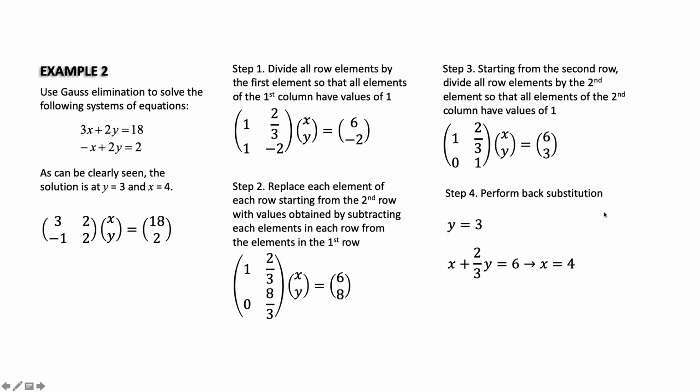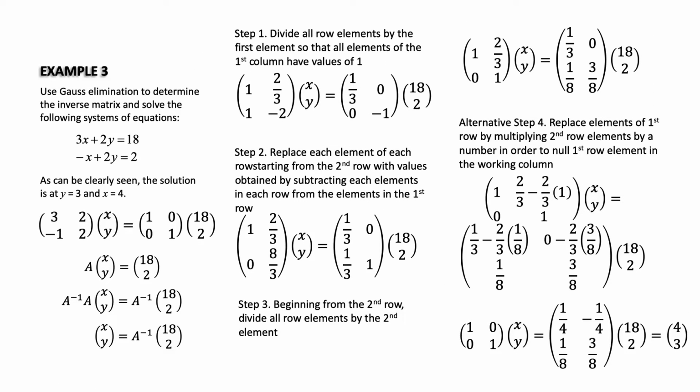And the last step is to perform back substitution. So now we have 0 times x plus 1 times y is equal to 3, or simply y equals 3. So we have already solved for y equals 3. In this first row, we have x plus 2/3 y equals 6. We already know y to be equal to 3. We place that here. So this becomes x plus 2 equals 6, or x equals 4.